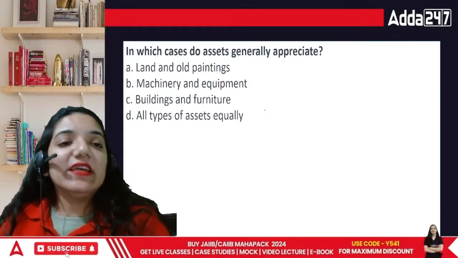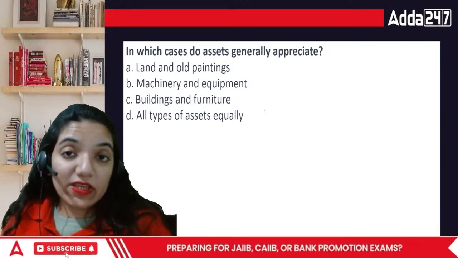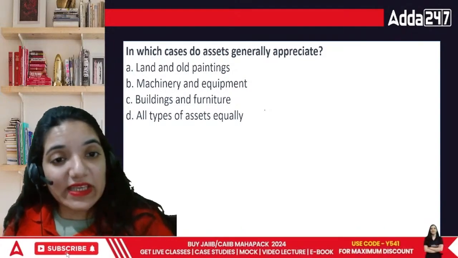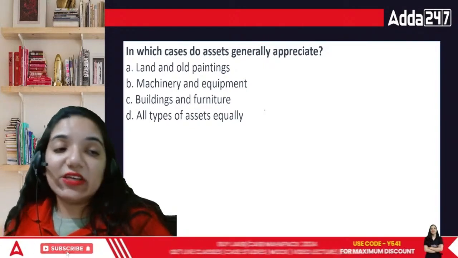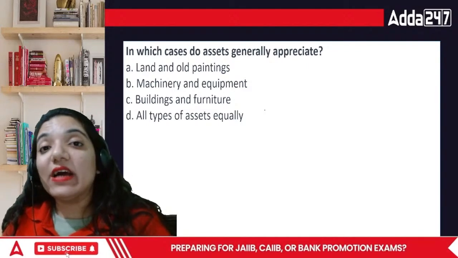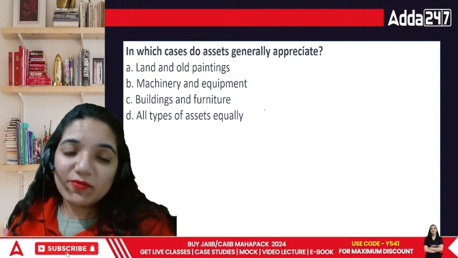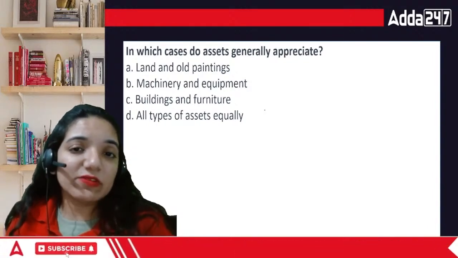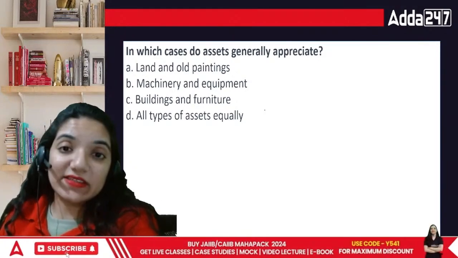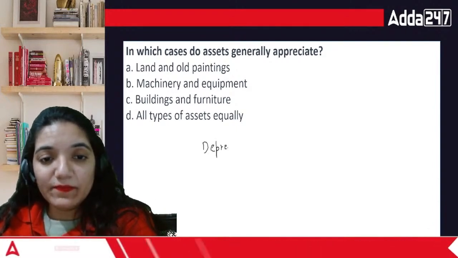Acha. Next point: in which cases do assets generally appreciate? Not every asset appreciates, right? The options are land and old paintings, machinery and equipment, building and furniture, and all types of assets equally. Land is something which doesn't depreciate, right? Appreciate means the value increases. Depreciate means the value decreases. We just saw it now.